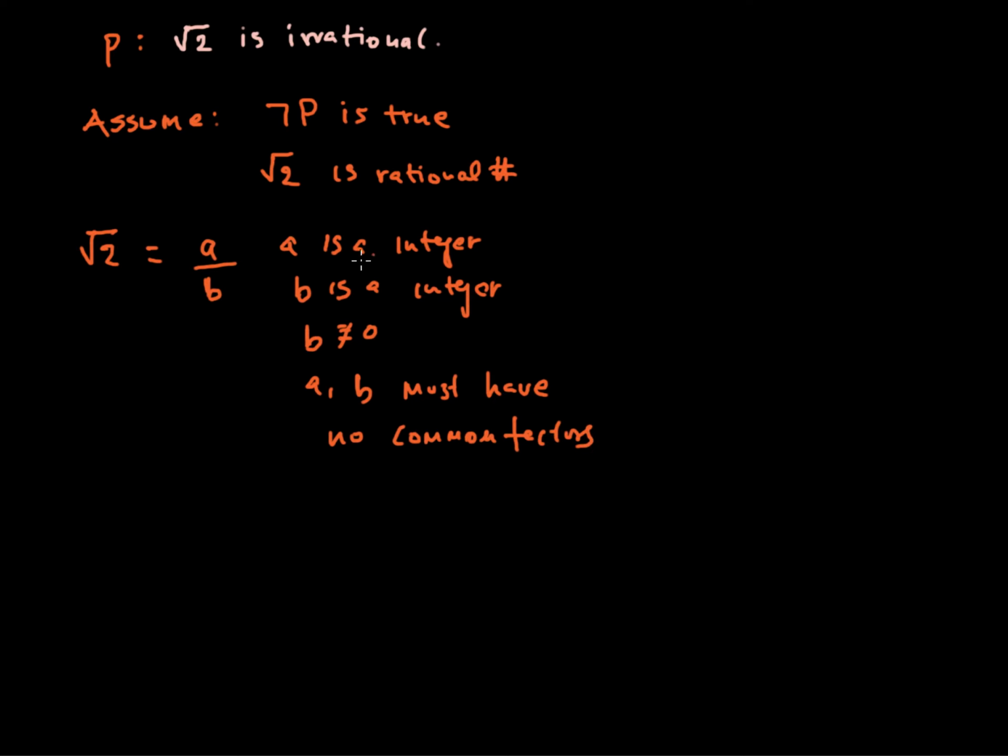So well, I'm not assuming this thing. What I'm assuming is not P is true, but because not P is true implies that root 2 must be a rational number. This is what's coming from the definition of rational number. This is something that I know must be true for all rational numbers.